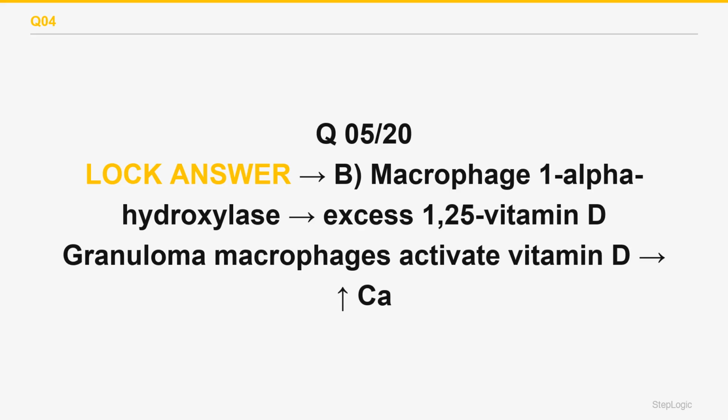Choice A, PTHrP, is hypercalcemia of malignancy, not sarcoidosis. Choice D, primary hyperparathyroidism, would show high PTH, but in sarcoidosis, PTH is low. The unregulated macrophage 1-alpha hydroxylase is the specific mechanism. Sarcoidosis also classically shows non-caseating granulomas, distinguishing it from the caseating granulomas of tuberculosis.